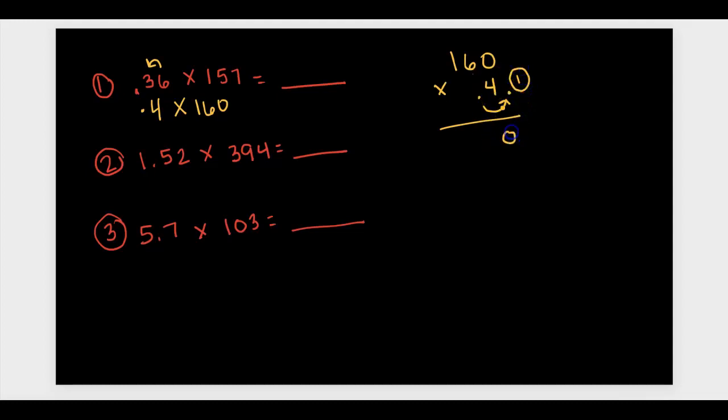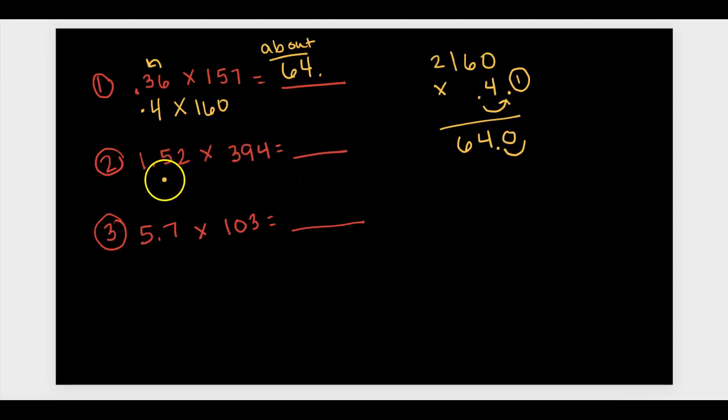4 times 0 is 0. 4 times 6 is 24. Drop my 4, carry my 2. 4 times 1 is 4, plus 2 is 6. Then I have to move my decimal one place back. So my answer would be about 64. I'm going to write about above it because that's the key word. It's an estimation.